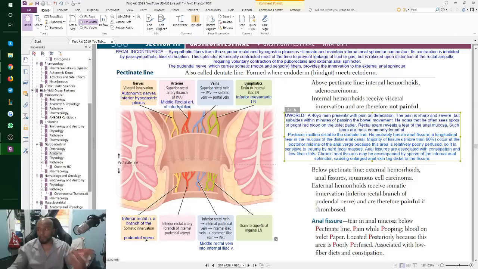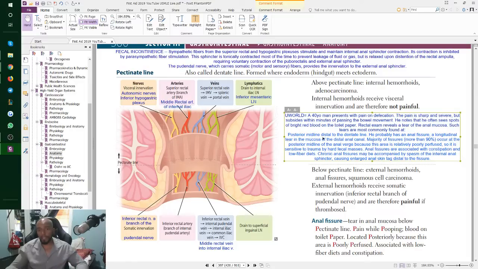Two different names, which I've always really despised, and I've mentioned this before in my videos: the purpose of a name is to have one, right? Once you start giving things multiple names, does it really serve a purpose to have a name anymore? Because that's not how I think names work. But it is what it is. So pectinate line, dentate line, same thing.